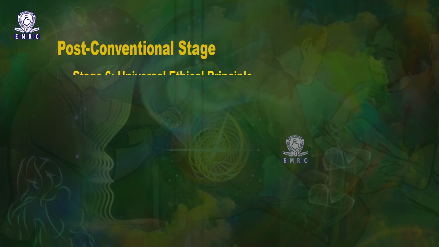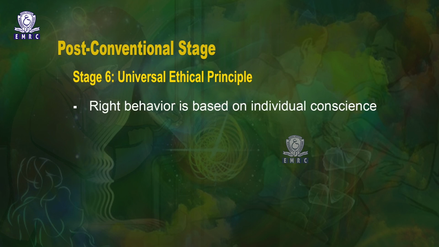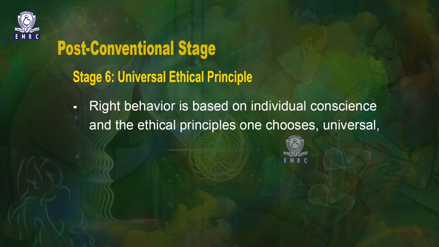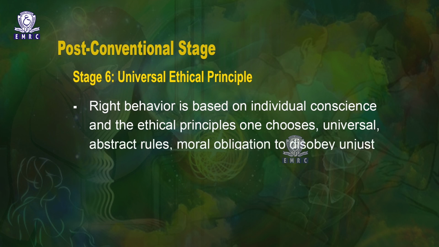Coming to the next stage under post-conventional, stage 6, that's universal ethical principle. That's right behavior is based on individual conscience and the ethical principles one chooses. Universal, which are more like abstract rules. Moral obligation to disobey unjust laws. Universal principles define the principles by which we achieve justice.